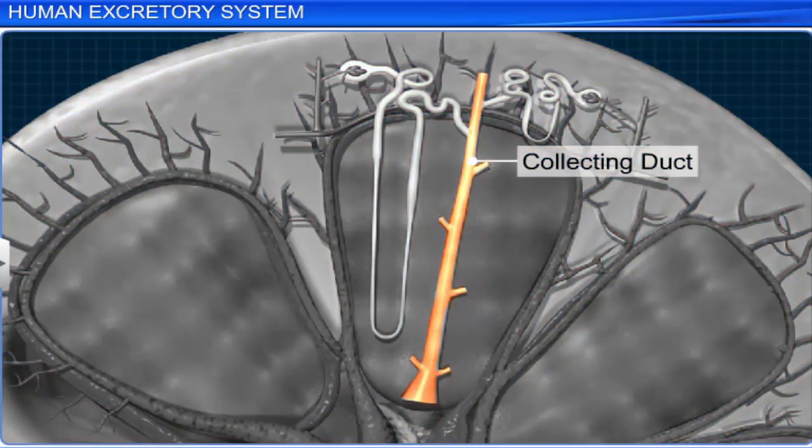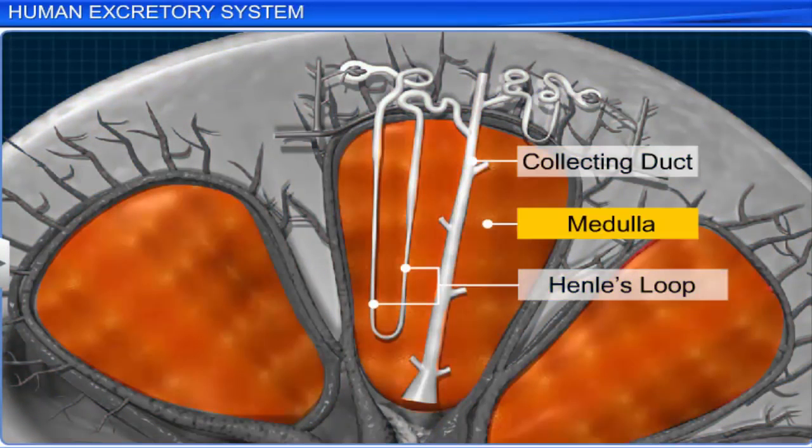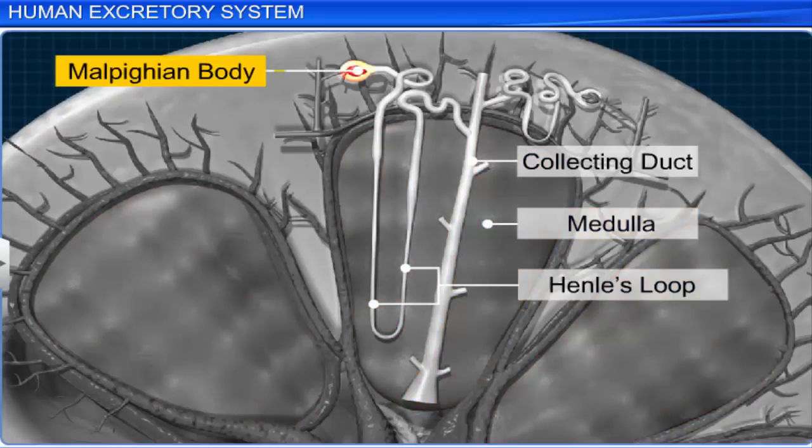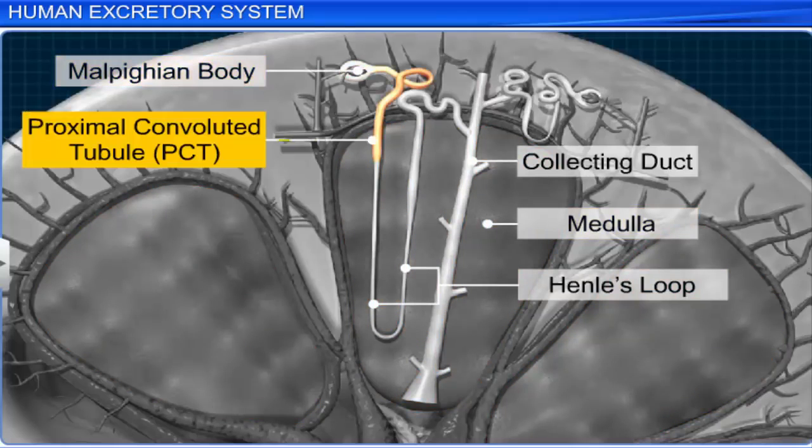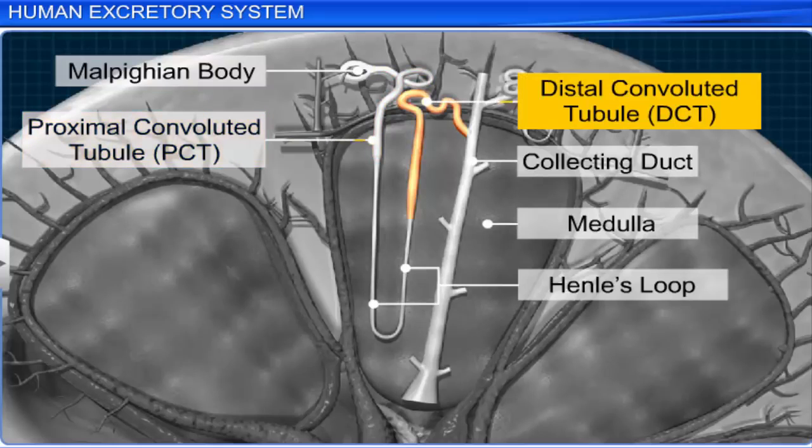The collecting ducts, along with Henle's loop, lie in the medulla, while the Malpighian body, proximal convoluted tubule, and distal convoluted tubule of a nephron lie in the cortex of the kidney.